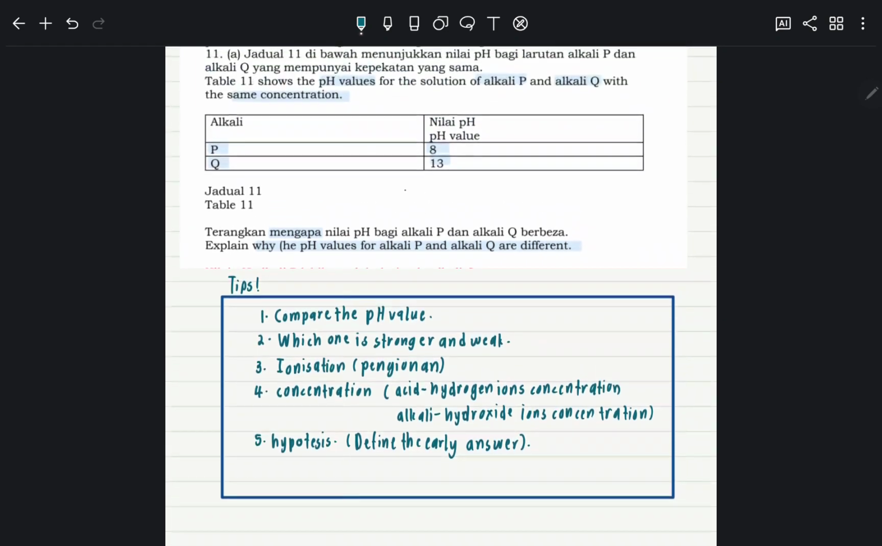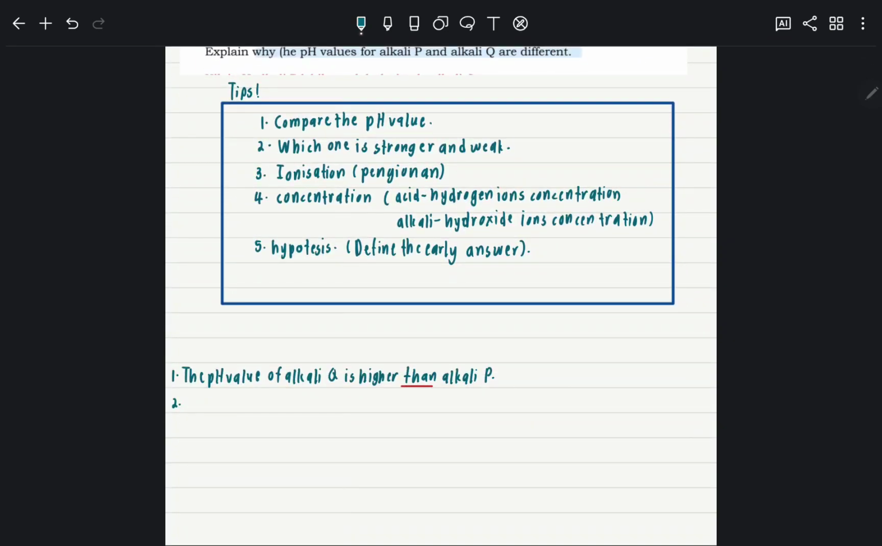Okay, I say that the pH value for Q is higher, right? So for sure, alkali Q is a strong alkali, while alkali P is a weak alkali. Okay, see, I compare again with the word while. Not necessarily you have to use a different word. You can use the same word. The first one you can say the pH value of Q is higher while P is lower. You can say like that also.